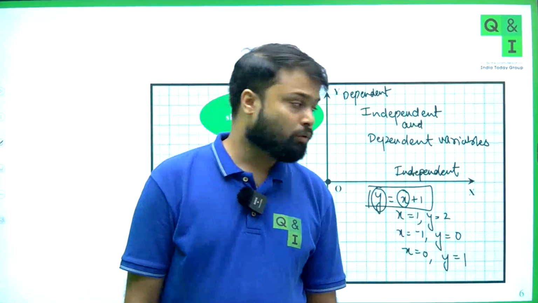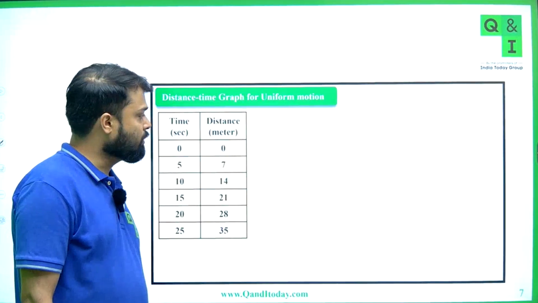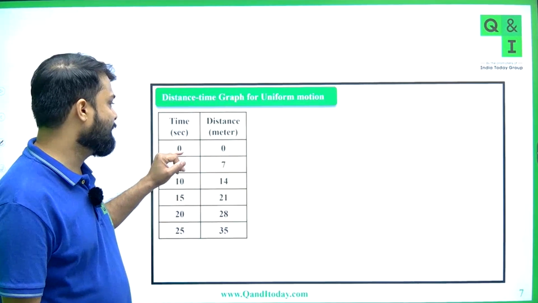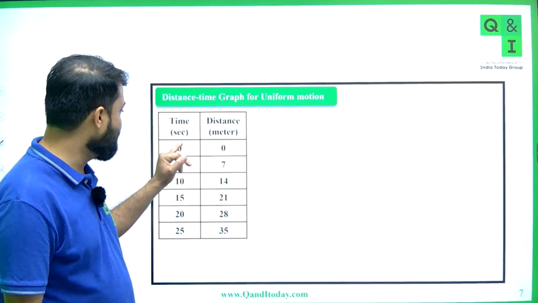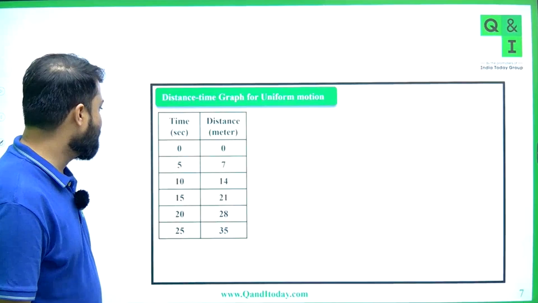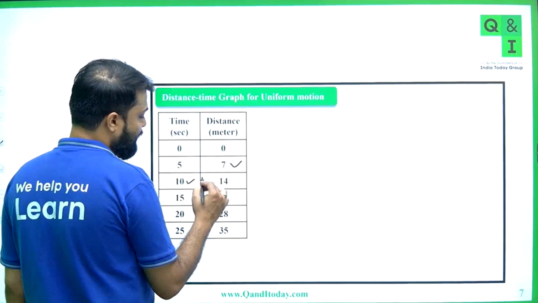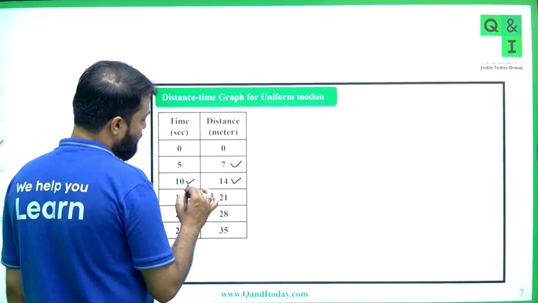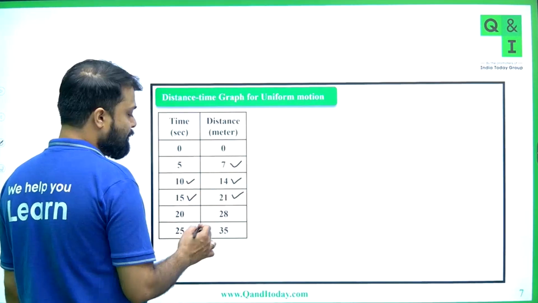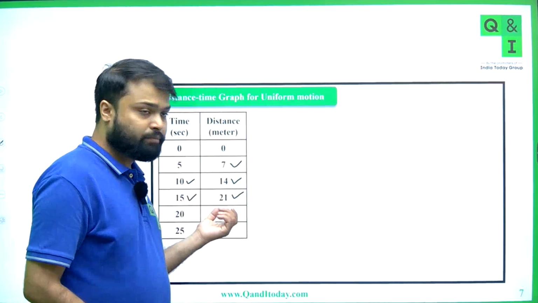If we talk about the distance time graph for uniform motion, suppose we take several values. At the starting of motion, that is at 0 seconds, the distance covered by the body is 0. After 5 seconds, the distance covered is 7 meter. After another 5 seconds, it is 14 meter. After another 5 seconds, it is 21. Similarly, these are the values. So we fill the data here.